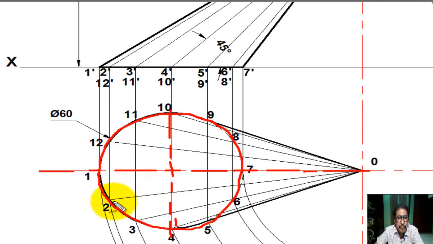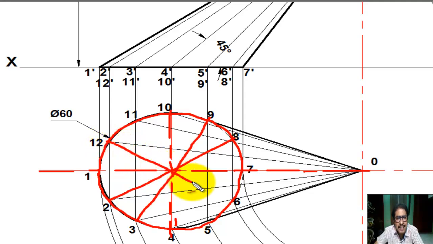Then divide the circle in 12 division with 30-60 set square. With 30 degree set square, draw this line. With 60 degree set square, draw this line. In opposite direction, with 30 degree set square, draw this line. With 60 degree set square, draw this line.